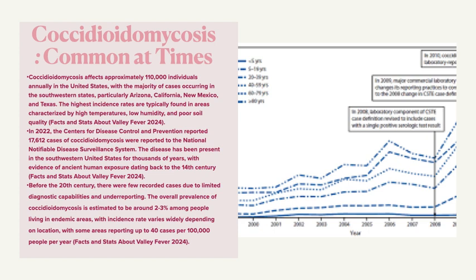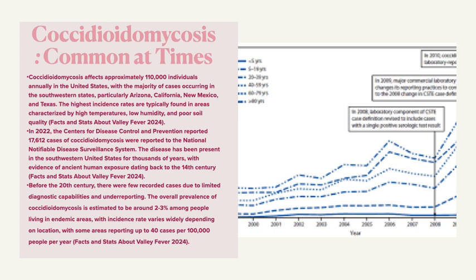Coccidioidomycosis, common at times. Coccidioidomycosis affects approximately 110,000 individuals annually in the United States, with the majority of cases occurring in southwestern states, particularly Arizona, California, New Mexico, and Texas. The highest incidence rates are typically found in areas characterized by high temperatures, low humidity, and poor soil quality. In 2022, the Centers for Disease Control and Prevention reported 17,612 cases of coccidioidomycosis to the National Notifiable Disease Surveillance System.